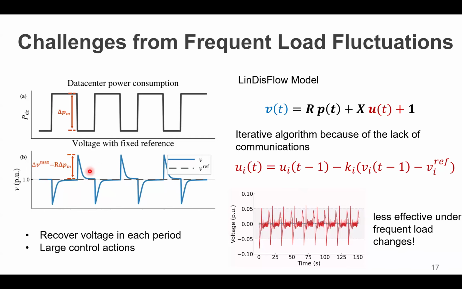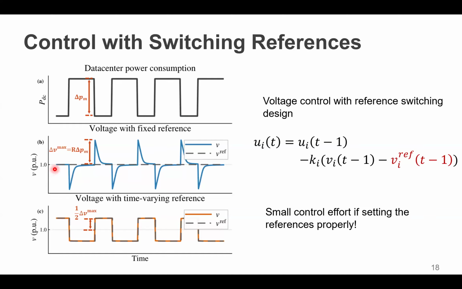However, it is very interesting that by a very simple design, just changing the voltage reference to be time varying with the shifting of the load, we can actually reduce the voltage deviation by half, without incurring extra control effort. To see this, let's revise our controller here. The only difference is that now the voltage reference is a time-varying reference instead of just 1 per unit.